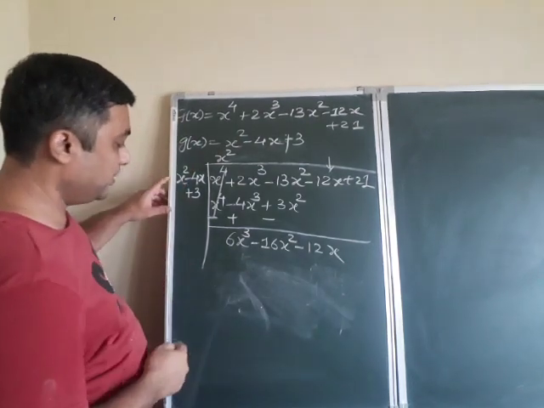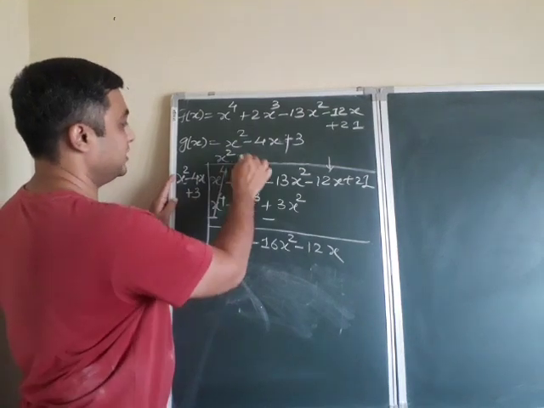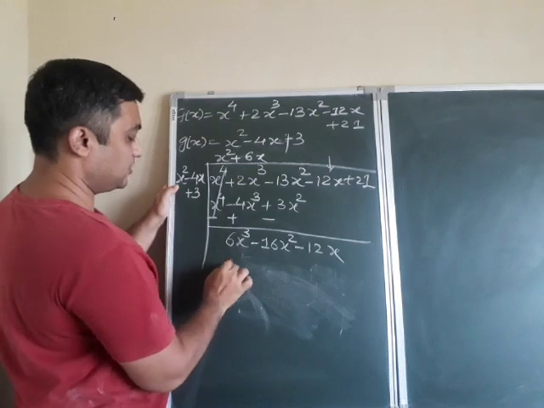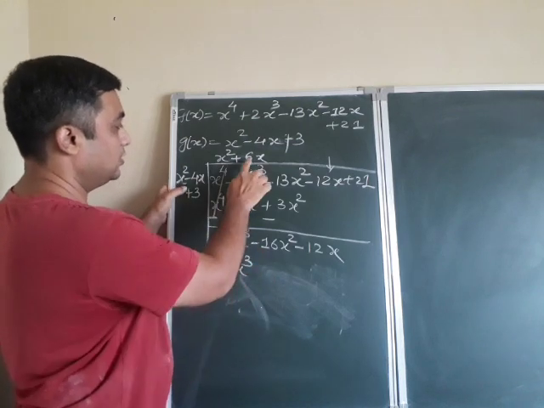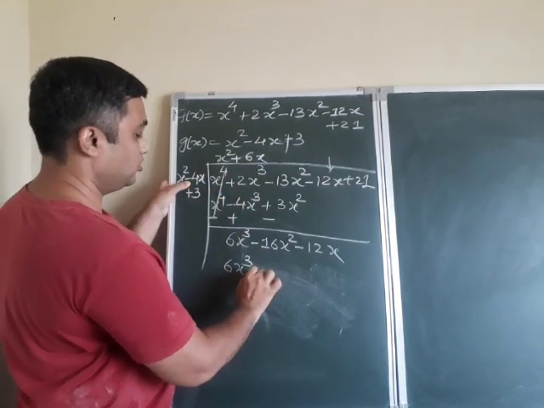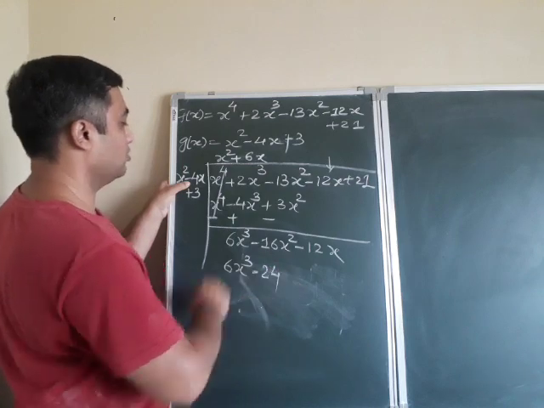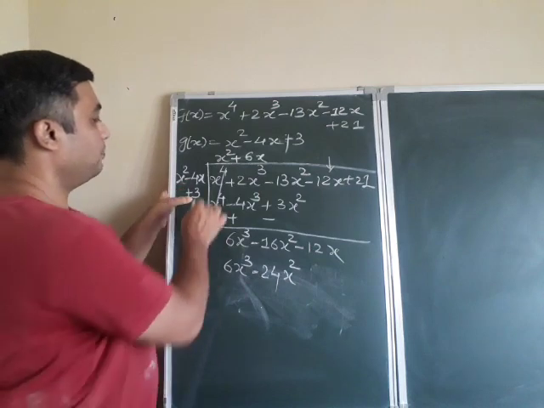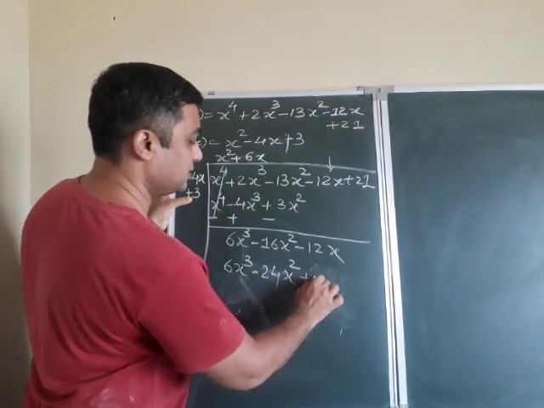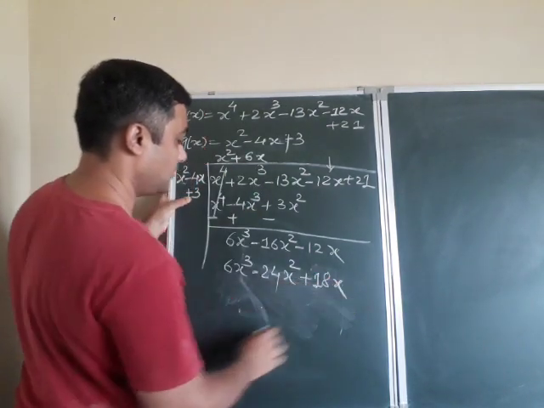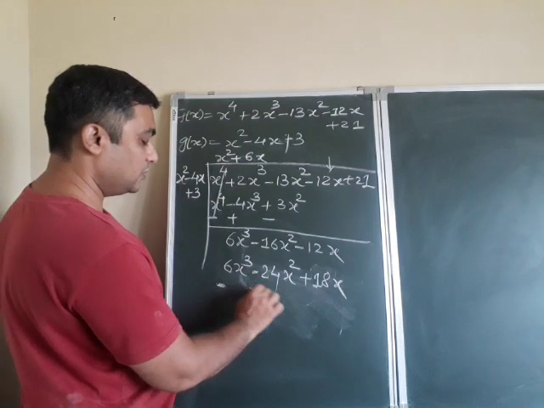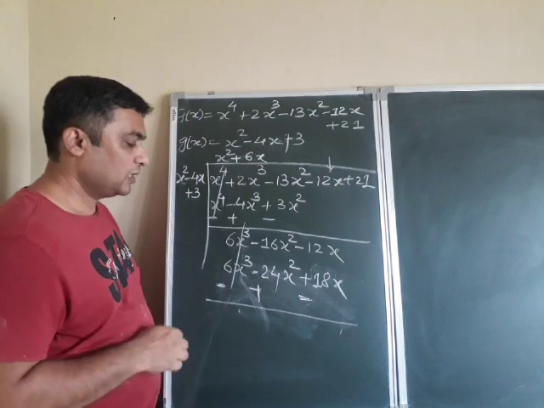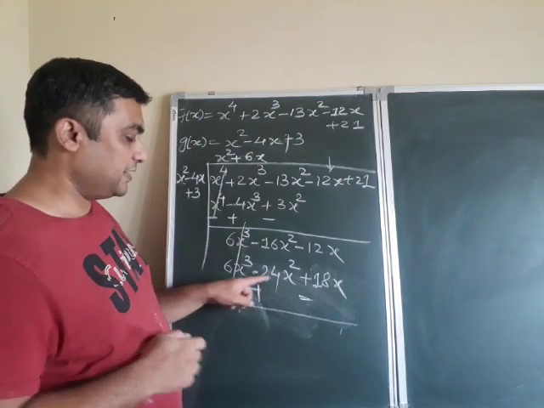Fine. So we should be here 6x, right? So 6x into x square, so this is 6x cube. Now 6x into minus 4, so minus 24x, and x into x, that is x square. Now plus 3 into 6x, so this is plus 18x. Now this is minus, this is plus, this is minus. Cancel.